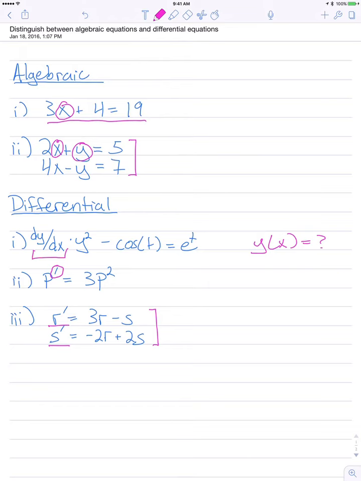Okay, so that's the main idea. I just want you to be able to look at an equation and recognize, is it an algebraic equation where the unknown is just a quantity or several quantities? Or is it a differential equation where the unknown is a function or several functions?